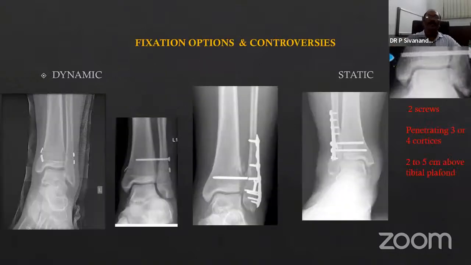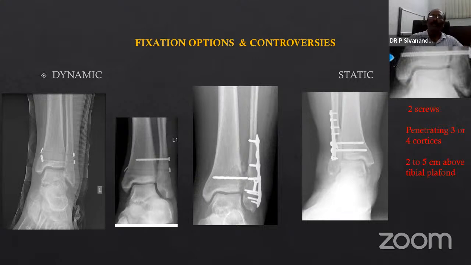In spite of all these fixations, whether dynamic fixation or static fixation, plenty of studies have shown that both fixations will give you equal results. Here the consensus is that tightrope dynamic fixation needs more cost. That is the most important thing. A simple screw is less invasive and less costly. That is cost effective in these areas.